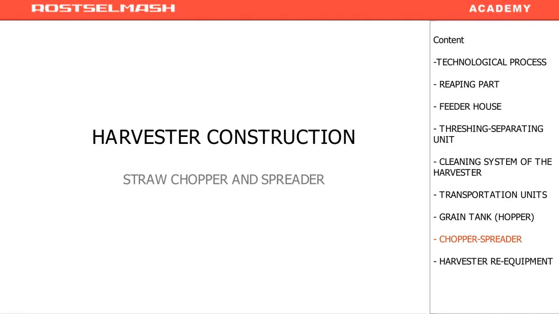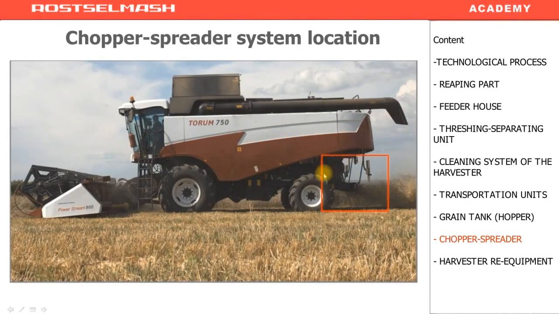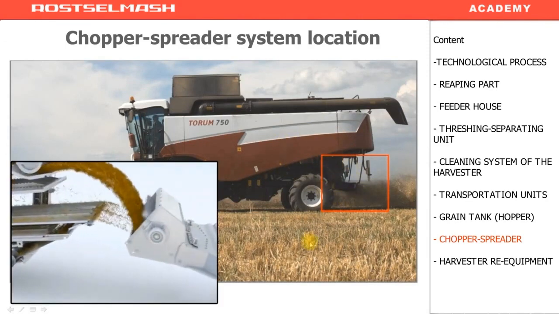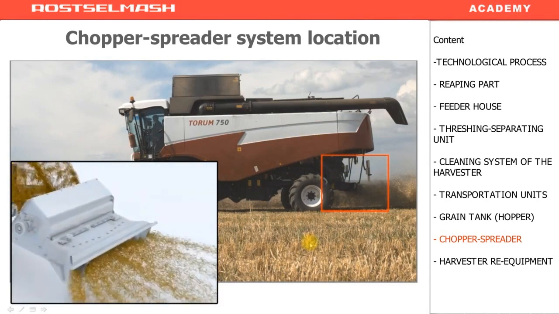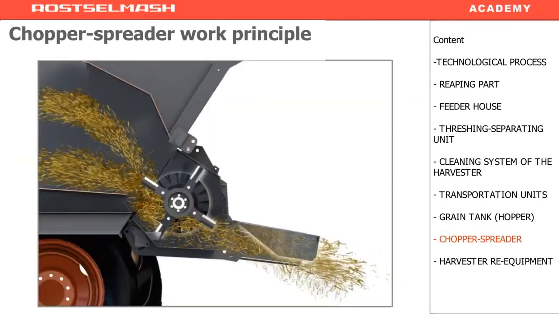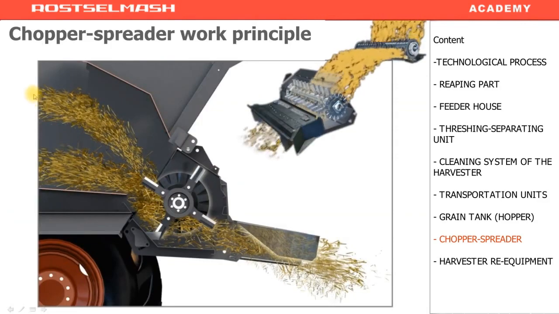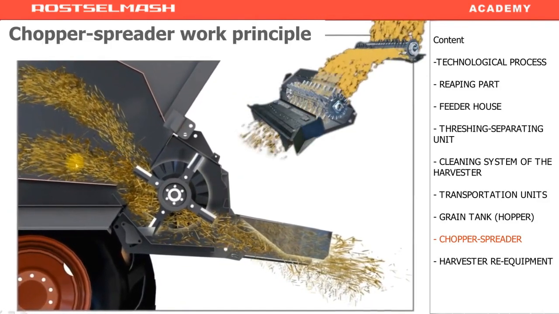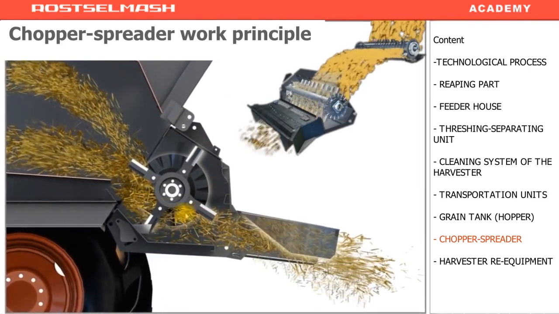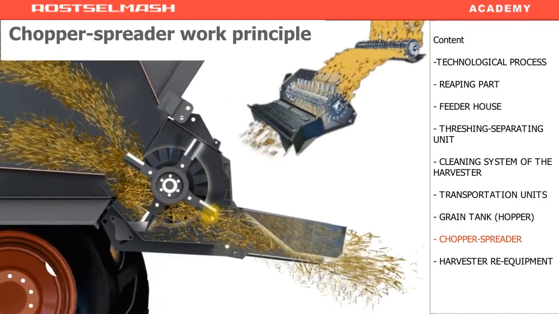Straw chopper and spreader. It is located at the back of the harvester. Its main function is chopping and spreading the straw across the field. The straw and chaff from the cleaning are transferred to the chopping drum. There, all of this mass is chopped and spread across the field at the length of the header.